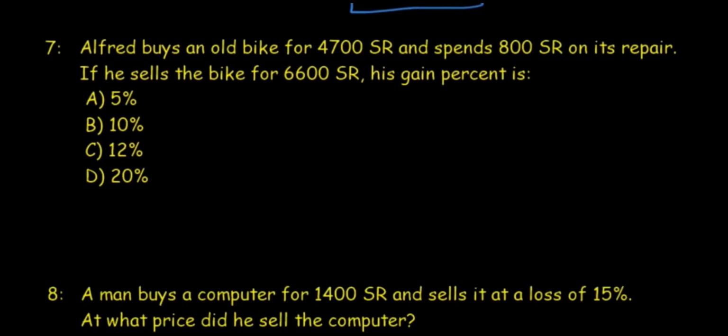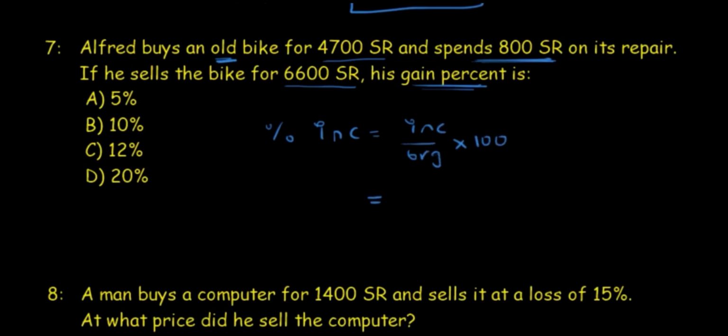Next question. Alfred buys an old bike for 4,700 Saudi riyals and spends 800 on its repair. So because he bought an old one, he pays this much, and he has to get a few things repaired as well. If he sells the bike for 6,600 Saudi riyals, his gain percent is what? This is also a percentage gain question. So I'm thinking I'll use the formula this time. Percentage increase is increase over original times 100. How much is the increase? By the way, the original money that he paid was, because he did buy the bike for 4,700, but then he also paid the 800, right?